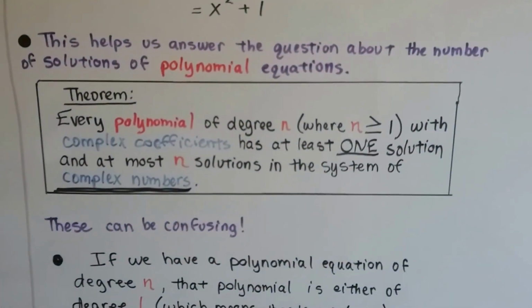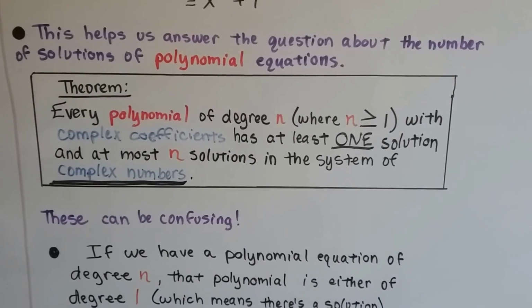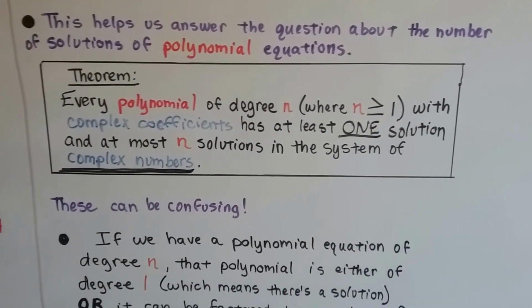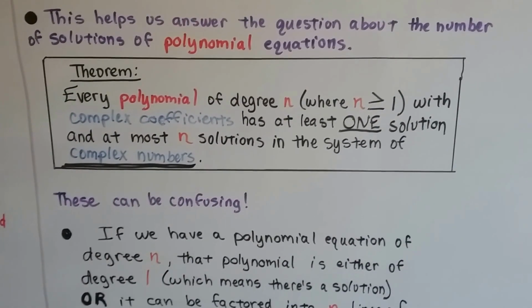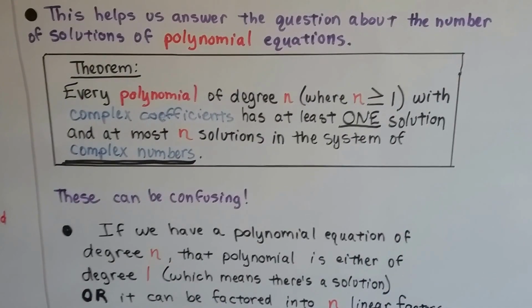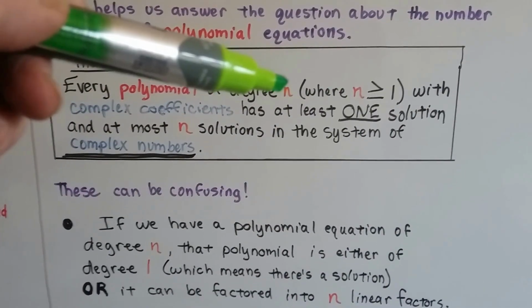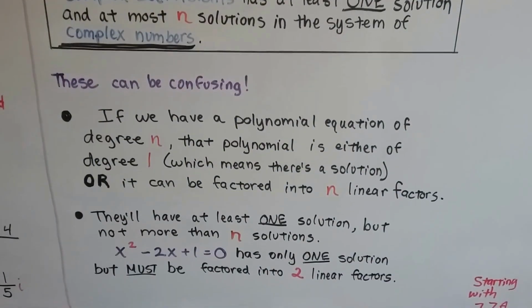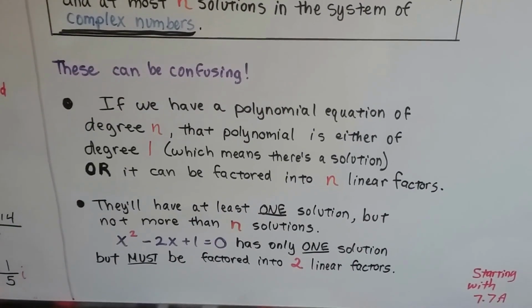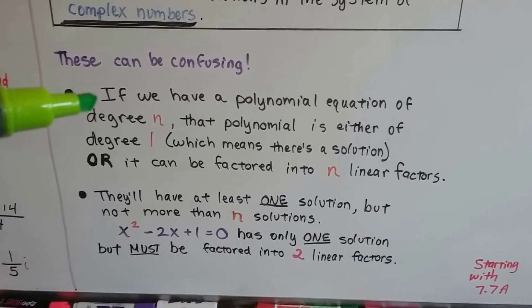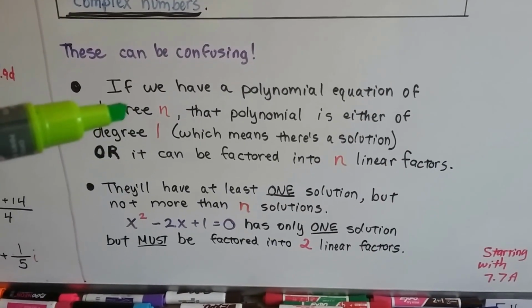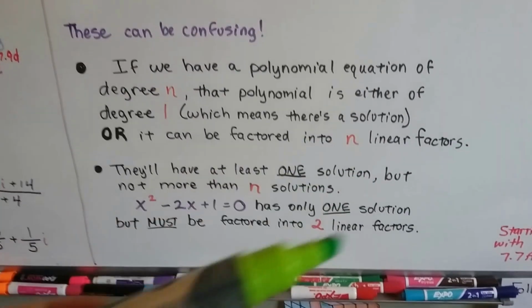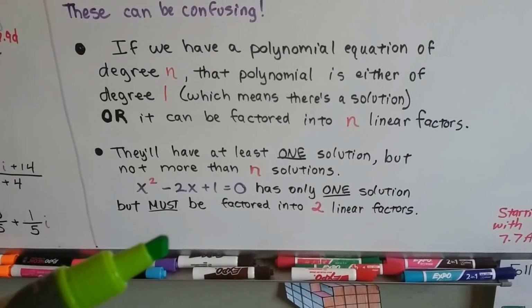So here's our second theorem. Every polynomial of degree n, where n is greater than or equal to a 1, with complex coefficients, very important, with complex coefficients, has at least one solution, and at most n solutions, because that's the degree n, in the system of complex numbers. Now this can be confusing. So basically, if we have a polynomial equation with degree n, that polynomial is either of degree 1, which means there's a solution, or it means it can be factored into n linear factors. And they'll have at least one solution, but not more than n solutions.